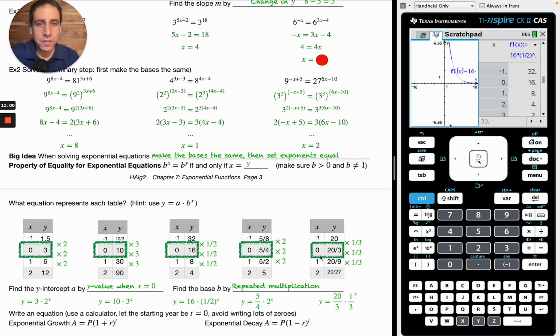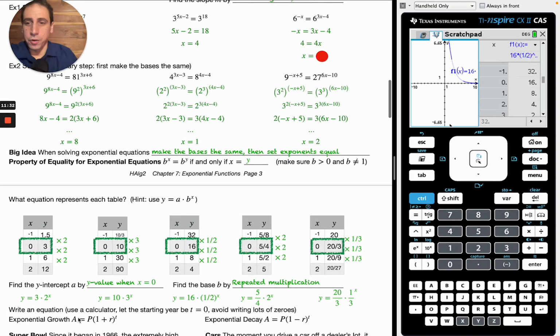Here, when the x value is 0, the y value is 20/3. Ooh, 20/3 as the a value, and then you're multiplying it by 1/3 every time. So 20 times 1/3 is 20/3, times 1/3 is 20/9, times 1/3 is 20 over 27, and this is 20/3 times 1/3 to the x power. You find the y-intercept a by the y value when x is equal to 0, and you find the base b by whatever you're multiplying by repeatedly over and over again.